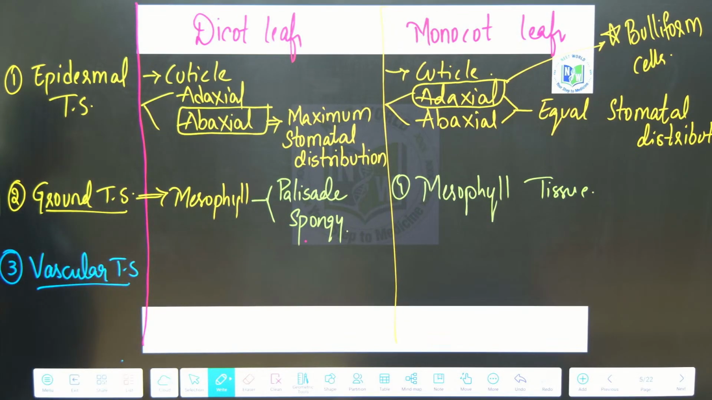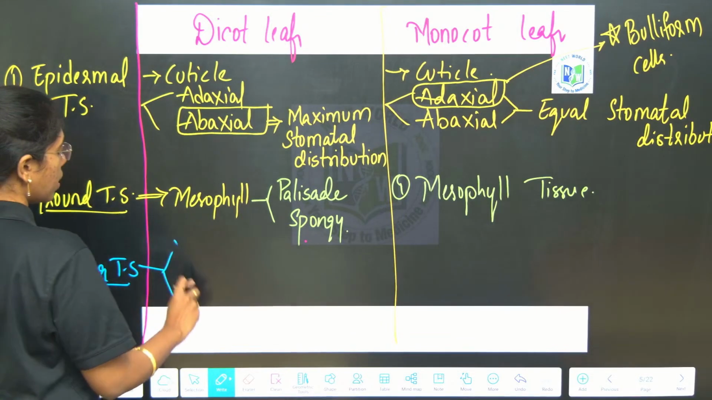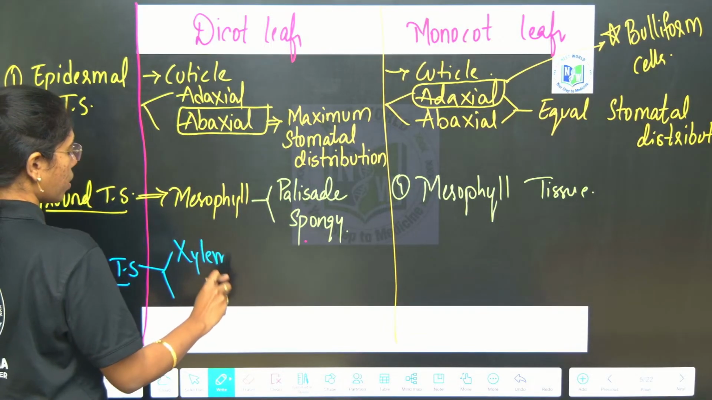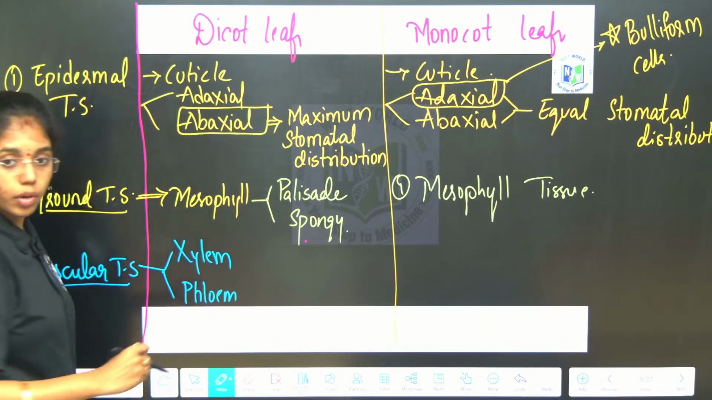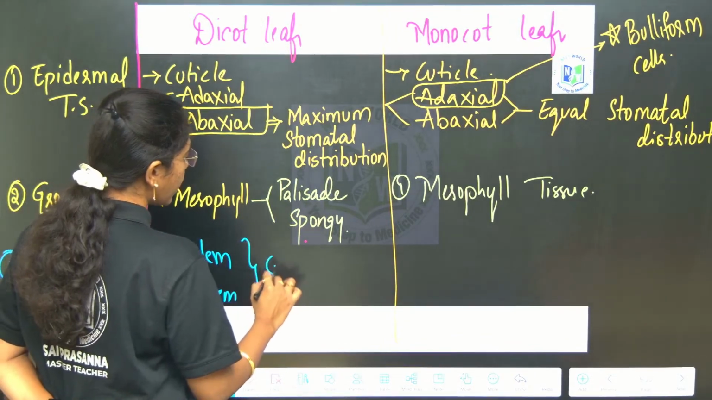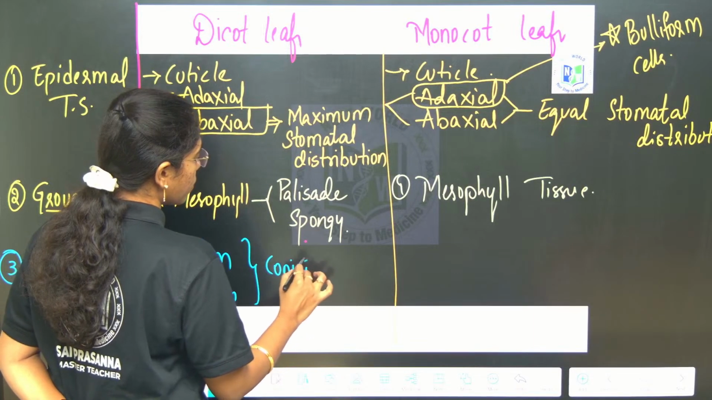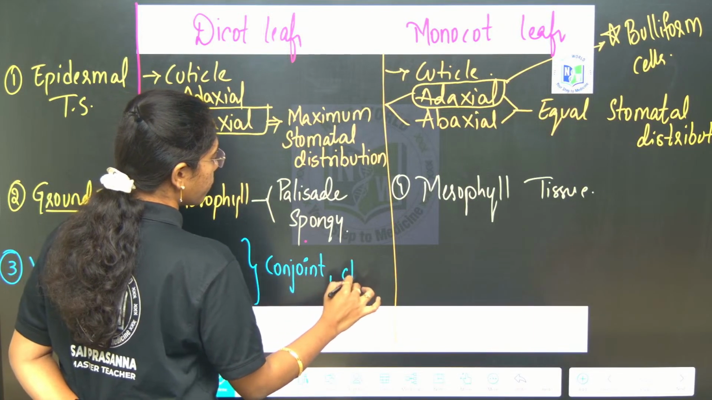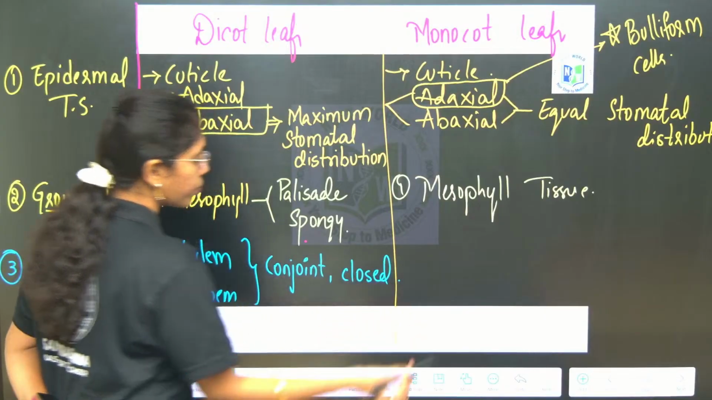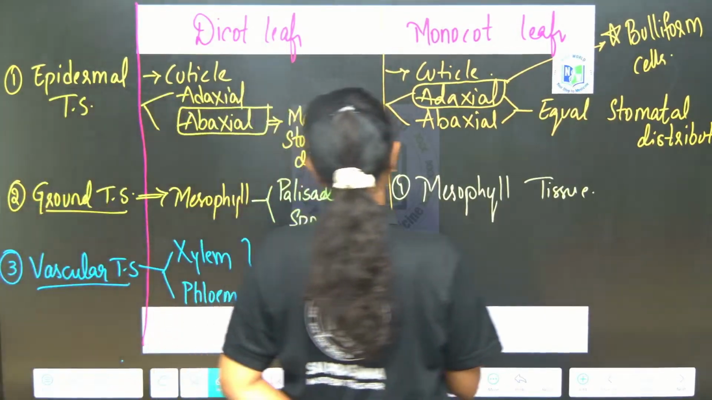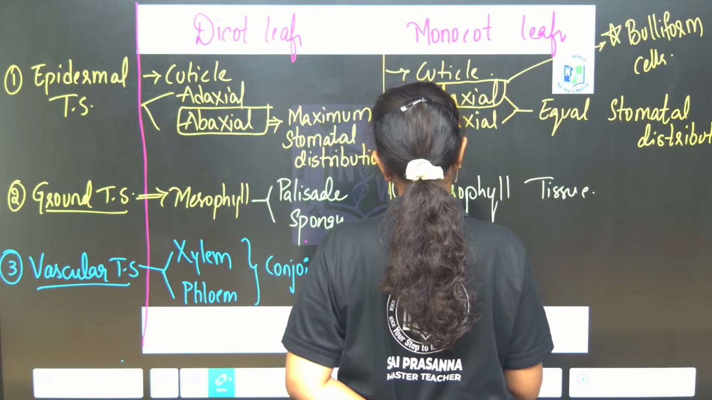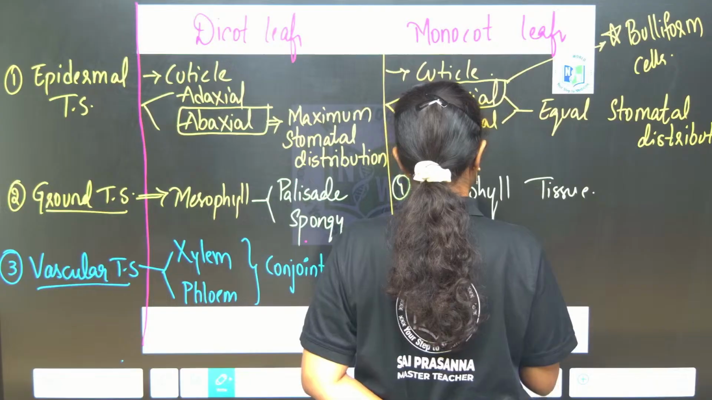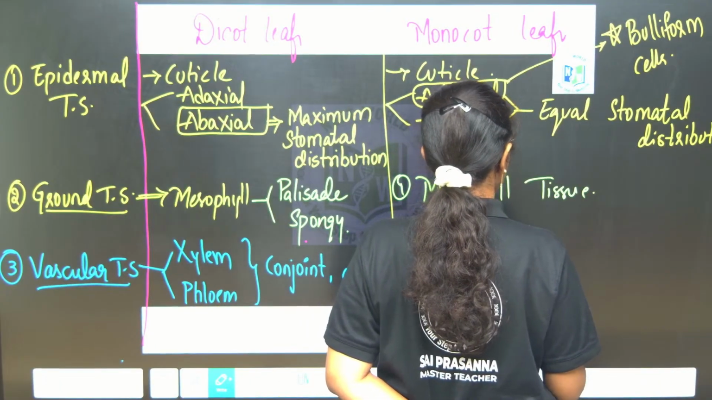Vascular tissue system includes what? Xylem and phloem, which are conjoined and closed. Here also the same case: xylem and phloem, they are conjoined and closed.